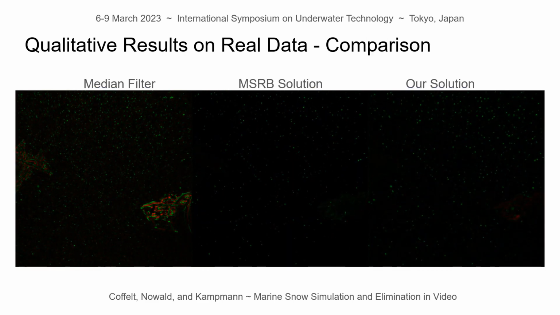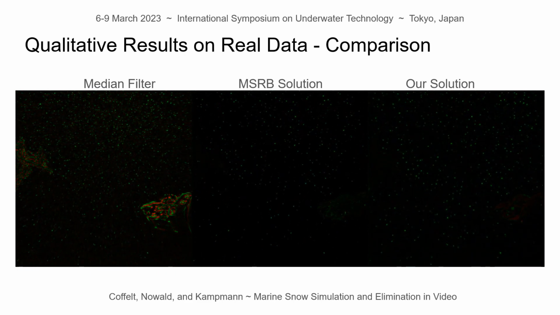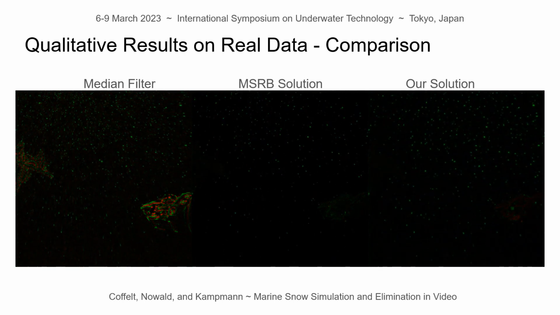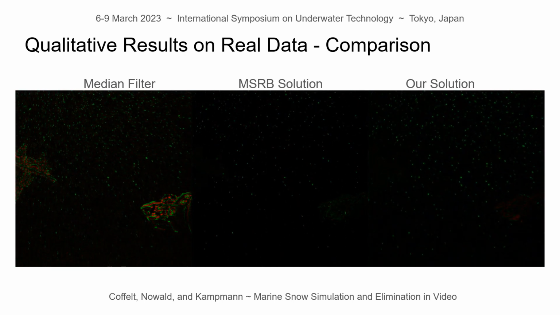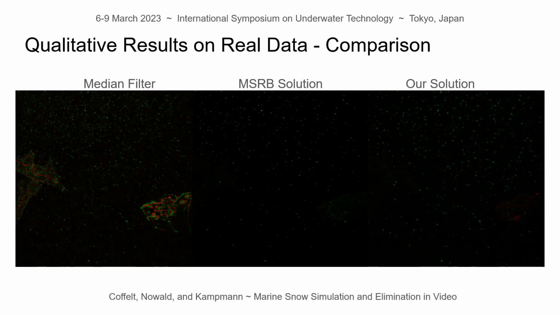A comparison of the 3 approaches is shown here. Again, on the left is the median filter, removing a lot of marine snow but blurring the entire image. In the middle is the MSRB solution, removing some marine snow while preserving almost all detail. And at the far right is our solution, which seems to remove quite a bit more marine snow without compromising too much detail.